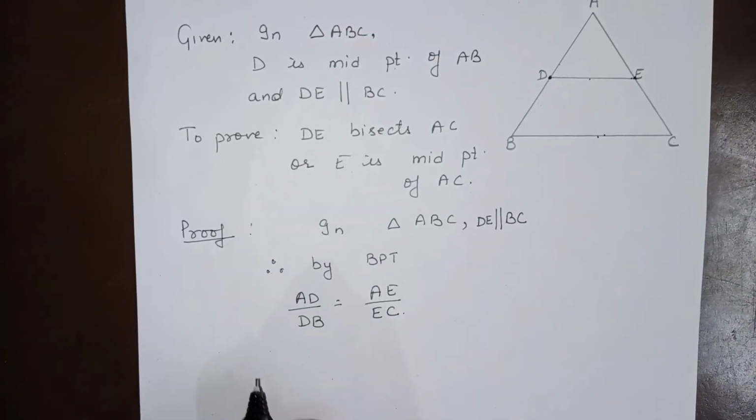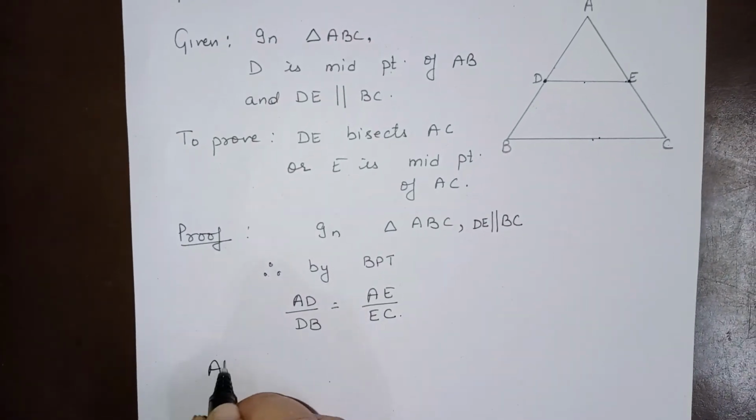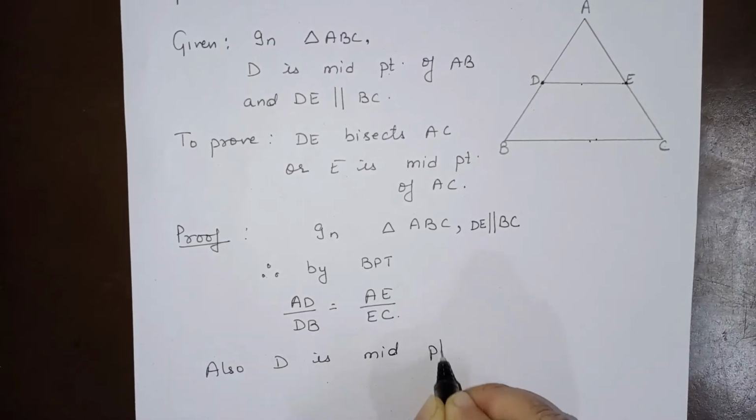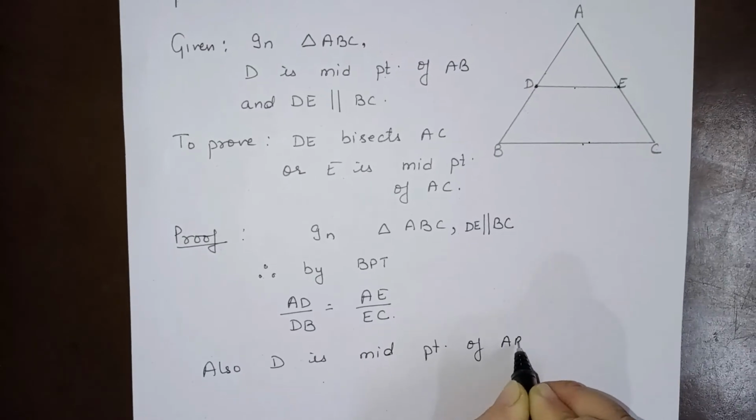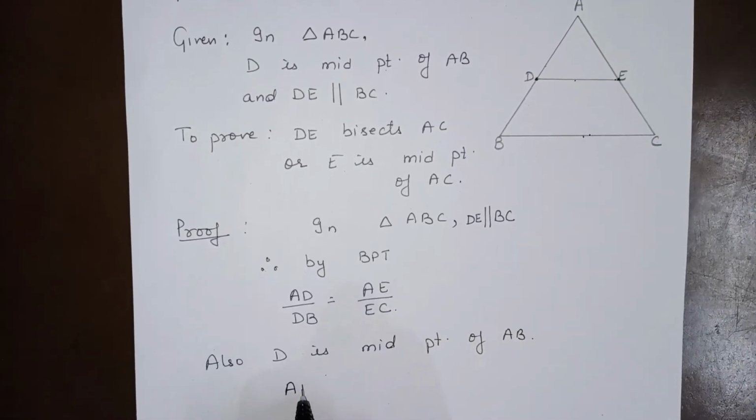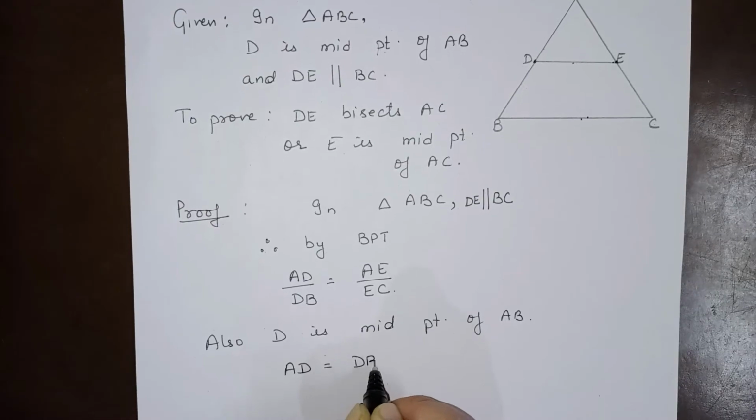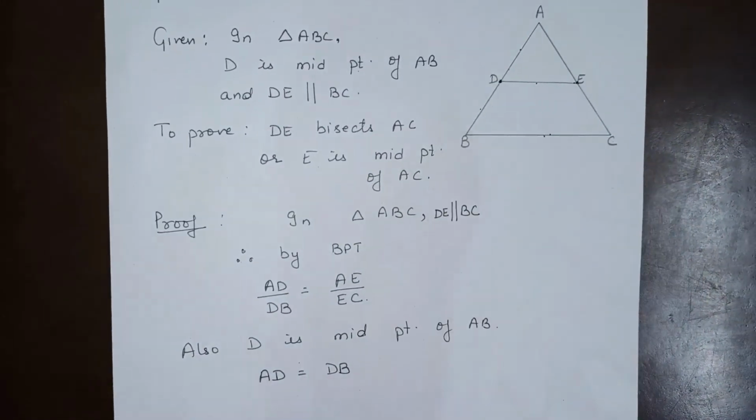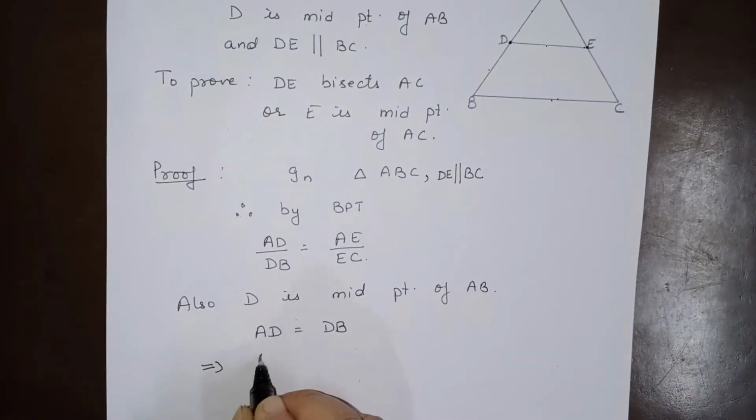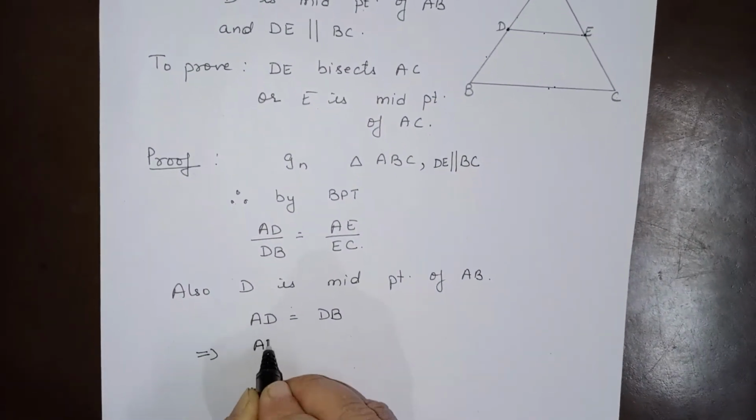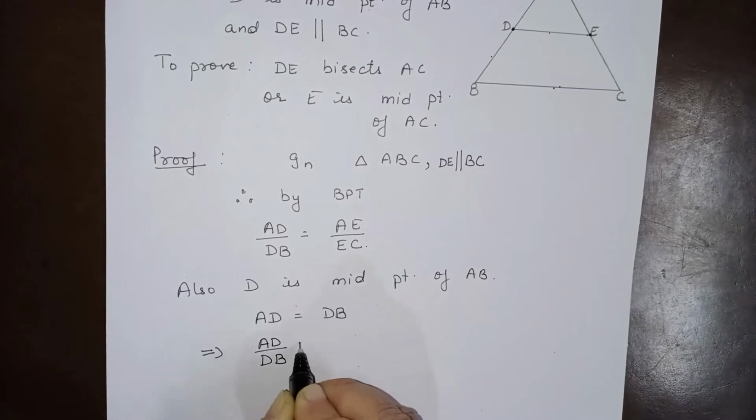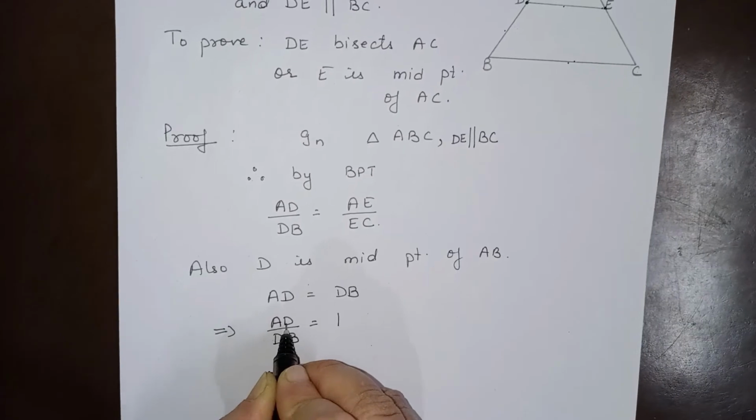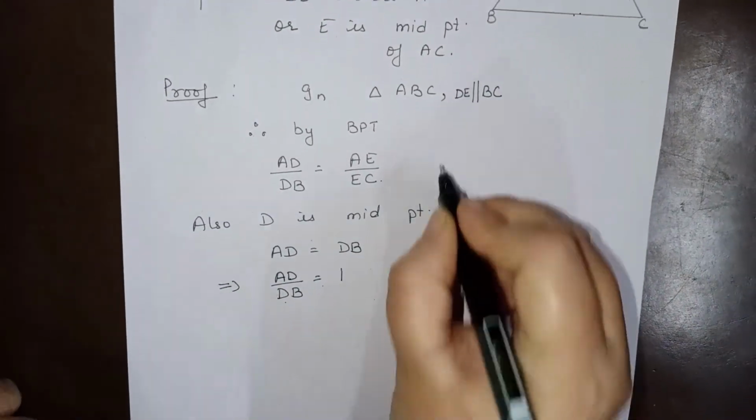Okay. Now also it is given that D is the midpoint of AB. Now this means that AD equals DB. If D is the midpoint here, that means this is equal to this. Now if they are equal, this implies that their ratio is 1. AD is equal to DB. This implies that AD over DB equals 1.